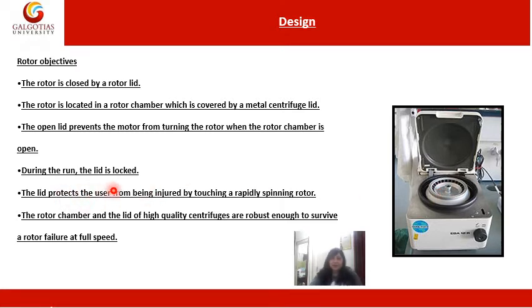The open lid prevents the motor from turning the rotor when the rotor chamber is open. During the operation, the lid is locked. The lid protects the user from being injured by touching a rapidly spinning rotor, and the rotor chamber and the lid of high quality centrifuges are robust enough to survive a rotor failure at full speed.